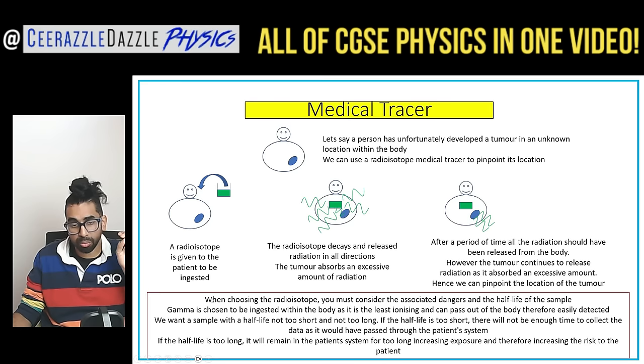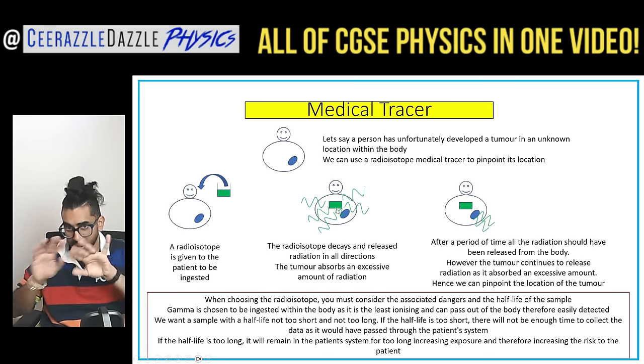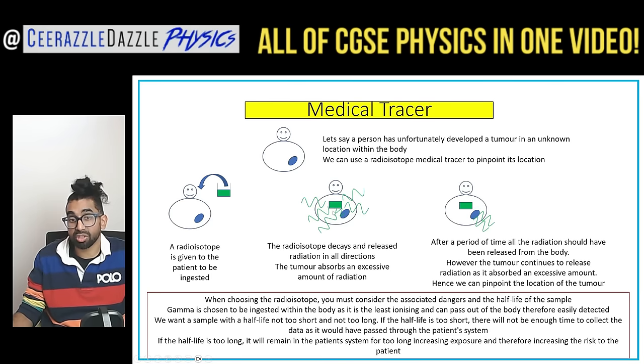Right, so now from here, when choosing a radioactive isotope tracer, you obviously must look at the dangers and the half-life of the sample. First of all, the reason why gamma is chosen is because you know it can pass through the skin and it can pass outside of the body. Yes, it can pass outside of the body over there. It is also the least ionizing, so you don't want to put alpha inside the body.